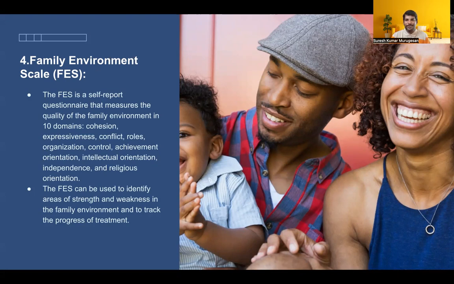Environment is very important too. Now, you and me may be very good, but if the environment is not comfortable, problems may arise. So this is a self-report scale. It has many dimensions like cohesion, whether there is expressiveness in the family or not, whether conflict is there or not, roles and responsibilities, organization, control, achievement orientation, intellectual orientation, independence, and religious orientation. So with these 10 dimensions we can make a clear understanding about the family environment.